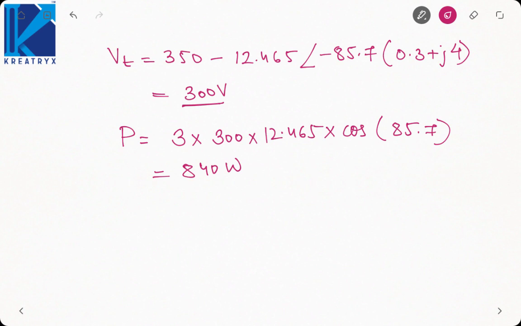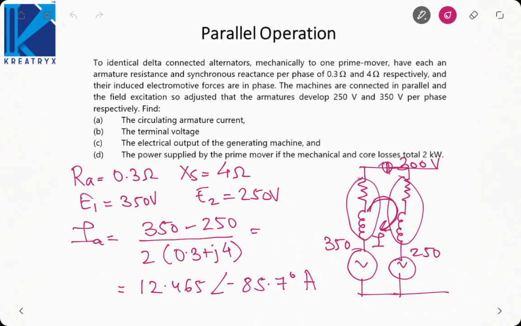Now remember, this is a delta connected alternator. That is why this voltage is phase voltage, or you can call it line voltage. Both will be same. Now in this case, what happens is one machine is delivering current to the other. So one is acting as a generator while the other is acting as a motor. But what happens about the losses? The losses of both the machines are supplied by the prime mover.